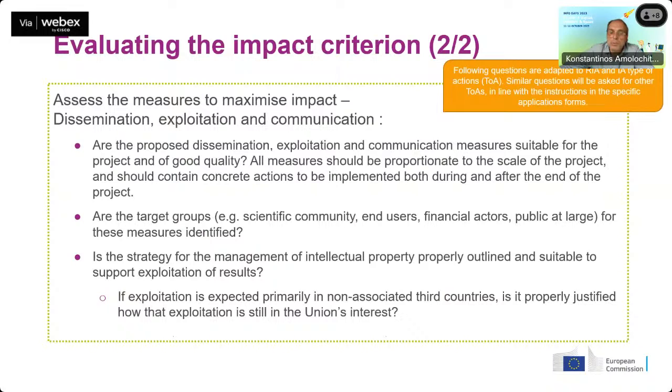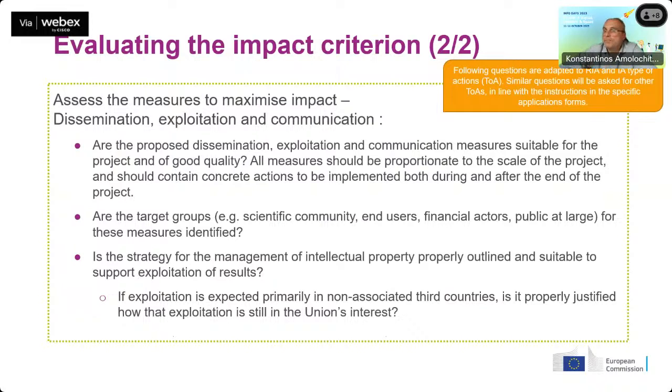And the second sub-criteria from impact is to assess the measures to maximize impact. And here requesting more information on the dissemination, exploitation, communication plan. Is the proposed dissemination, exploitation, communication measurable for the project of good quality? Also, are the target groups of these measures identified? Is the strategy of the management or IP properly outlined and suitable to support the exploitation of the results? So these are the main aspects to be considered in the second sub-criteria of impact.